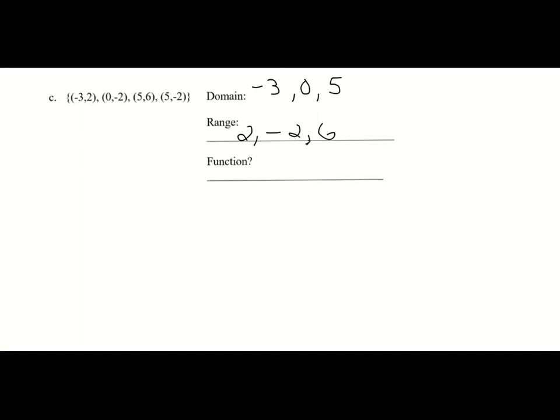So let's look at our relationships here. -3 goes to 2. 0 goes to -2, 5 goes to 6, and 5 also goes to -2. So now when we look at it, again, we've got people up here, rooms down here. Can I have number 5, think if it was one person, can they be in 2 different rooms at once? Hopefully you're like, no, that can't happen, and that is true.